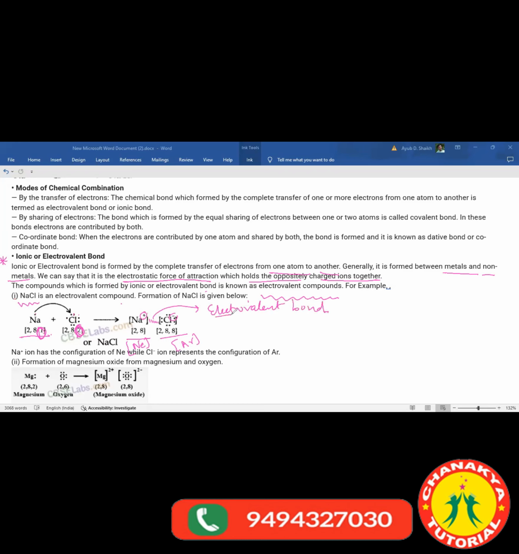Correct? And the compound which we get, NaCl, would be an electrovalent compound. Right? Like this, a number of electrovalent compounds we are able to form. Formation of magnesium oxide from magnesium and oxygen would take place in the same way. Okay, fine.